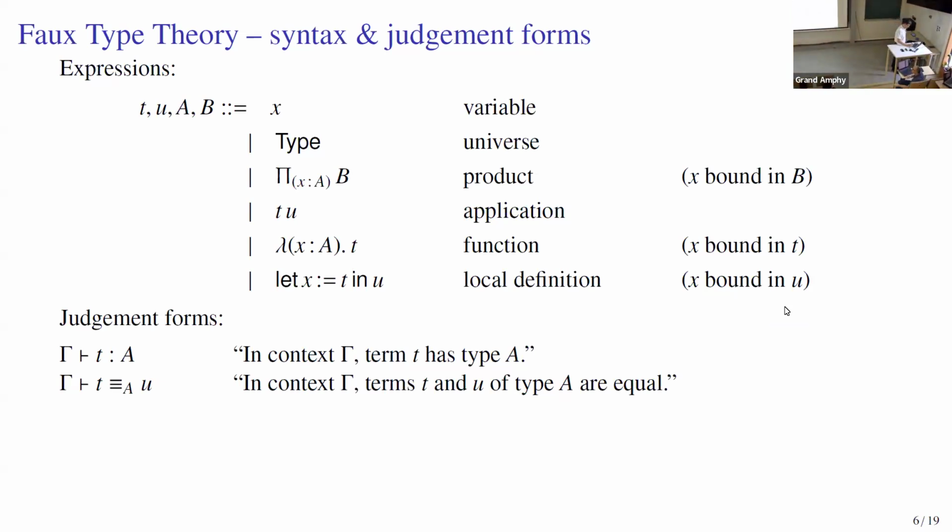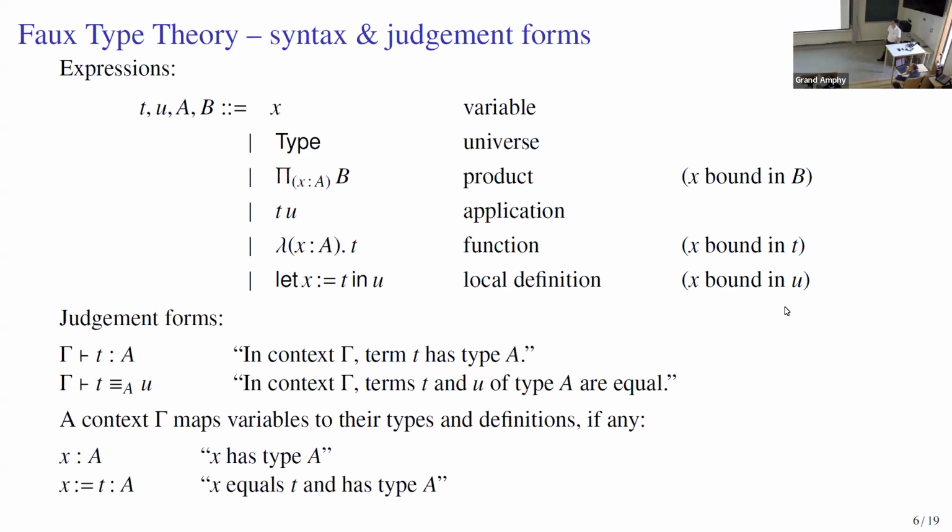So what are these contexts? This was already in Frederick's lecture. There was some talk about the contexts, but the way you can imagine a context is as maps, which give you information about variables. So we are going to have two kinds of information stored in a context. You can ask a context, hey, what's the type of X? And if X is a valid variable that the context knows about, then it's going to give you a type.